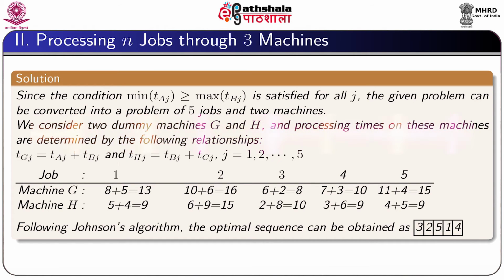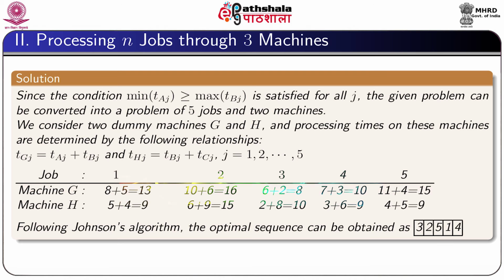And for this, we will introduce 2 dummy machines G and H, and the processing times on the dummy machines G and H can be obtained as T G j equal to T A j plus T B j and T H j equal to T B j plus T C j for j equal to 1 up to 5. The following table shows the processing times on machines G and H.